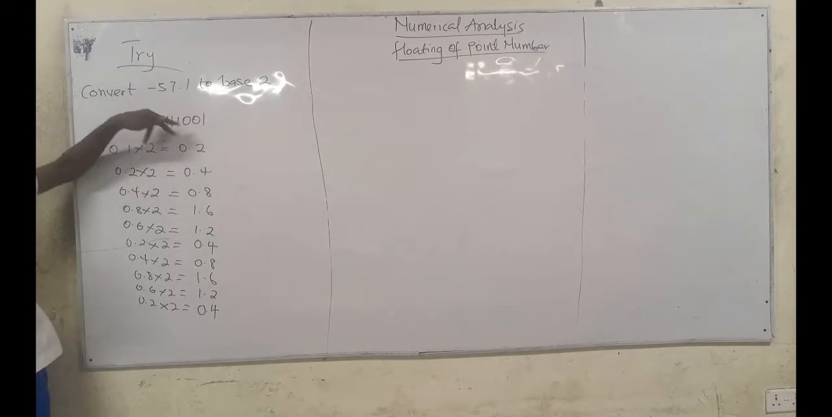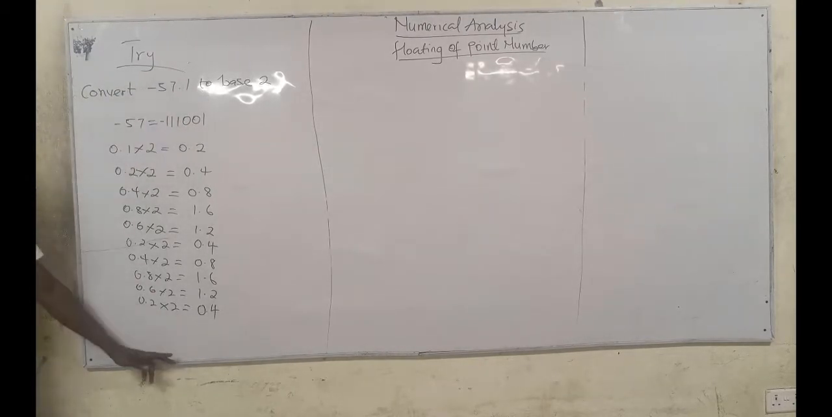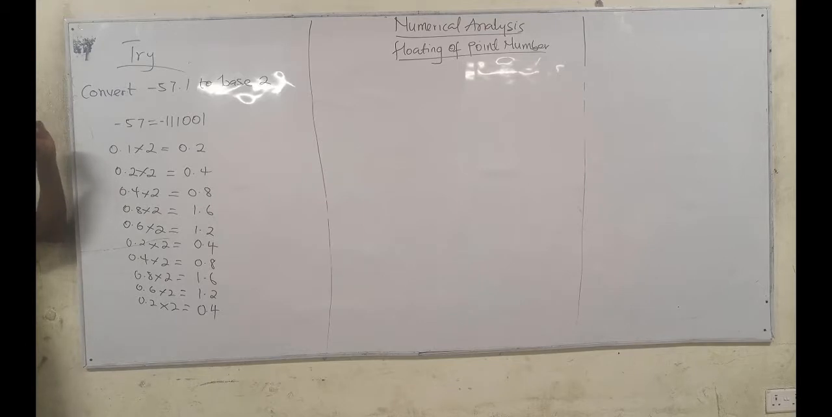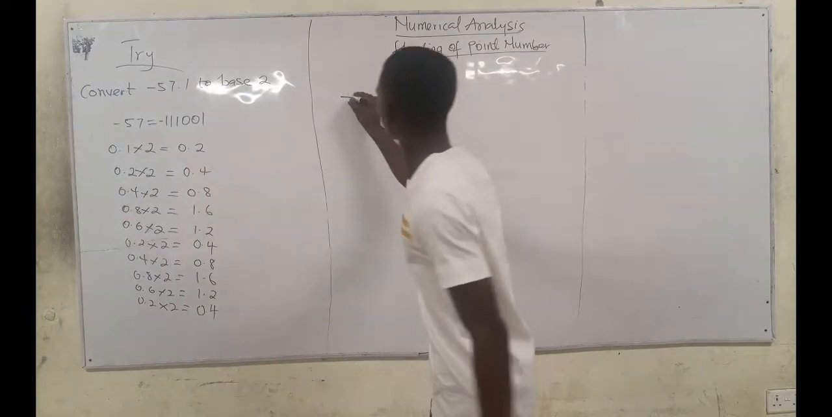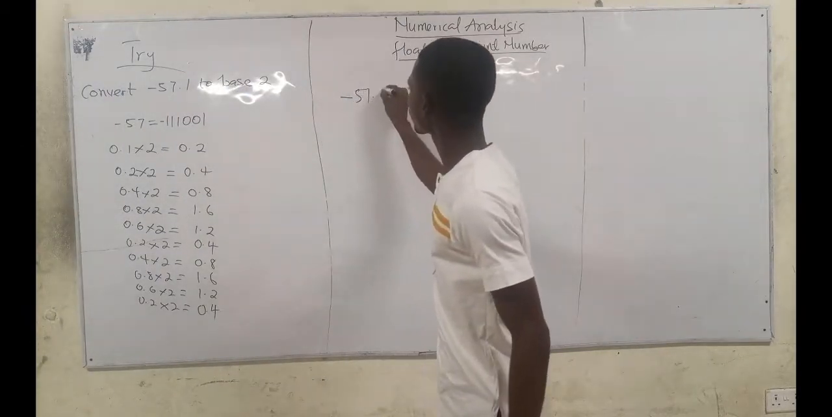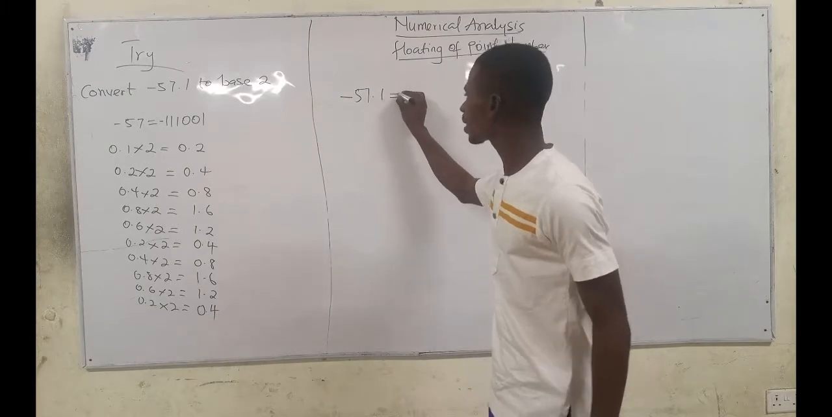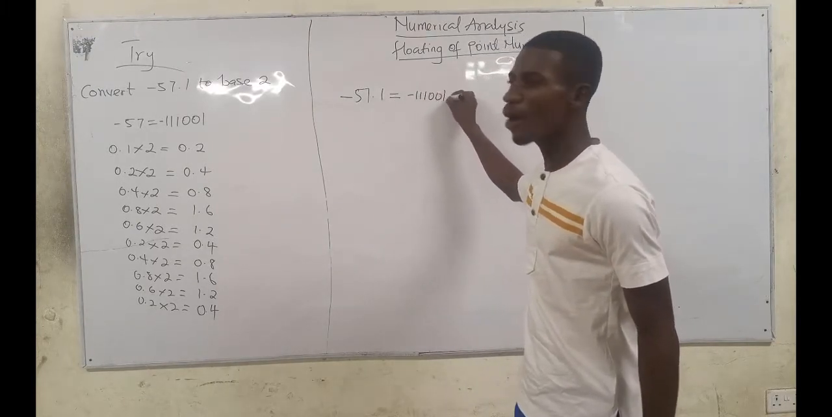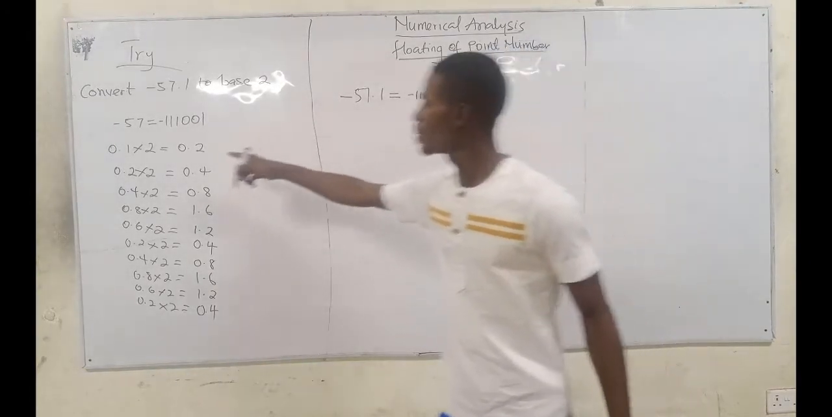We start from the top here downwards. You don't start from the bottom. If it was a whole number, we start from the bottom up. Is that okay? So we start from this point, then you write it to this point. So we can say that negative 57.1 in base 2 is equal to negative 111001 point.